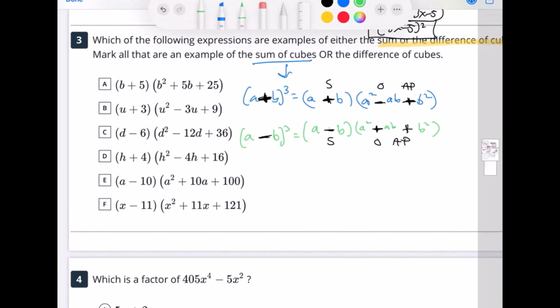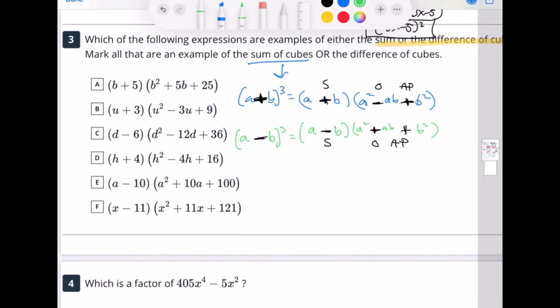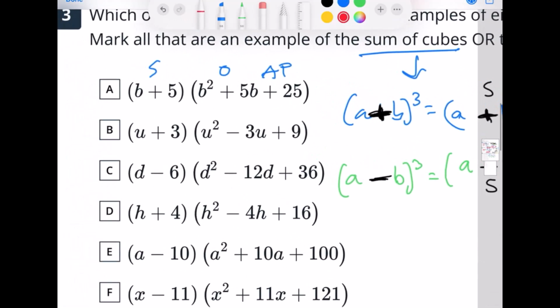Watch this. It doesn't tell us how to start, but I can just eliminate problems based off of SOAP. Okay, let's write out SOAP. Same, opposite, always positive. Okay? Look at this one. If this starts as a positive, then this one has to be a minus, but it's not. So we're not picking that one. Okay. So I have same, so positive, opposite, always positive. That one works. Okay. Let's look at the next one.